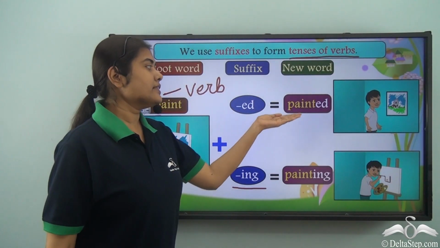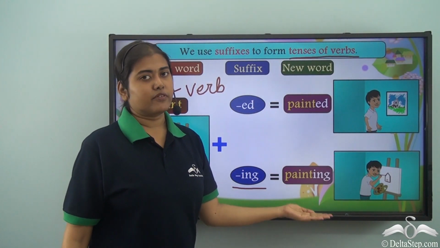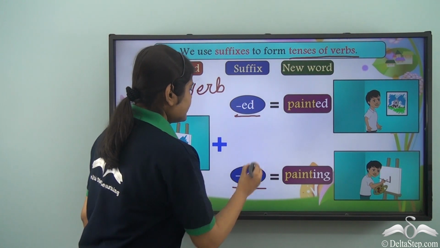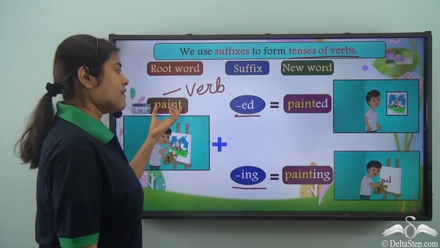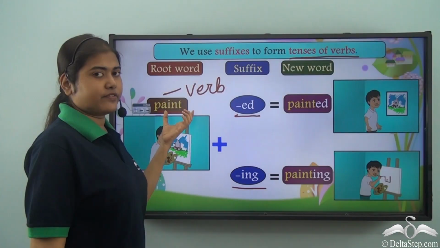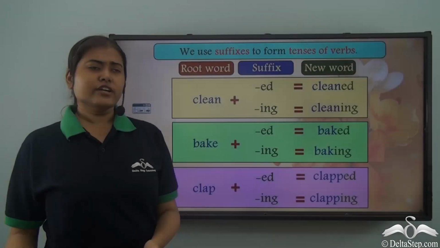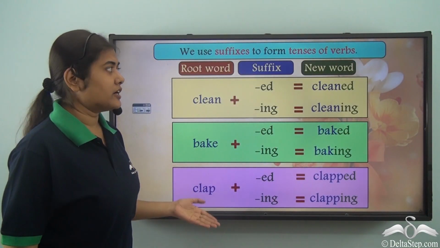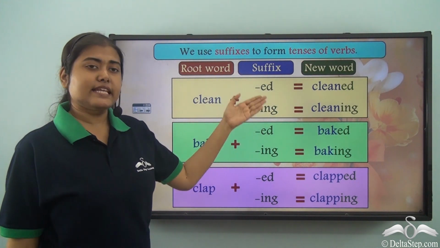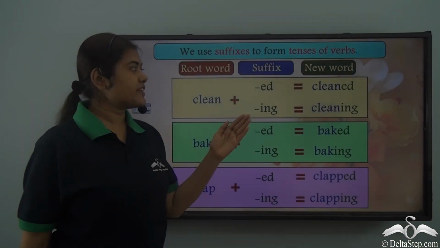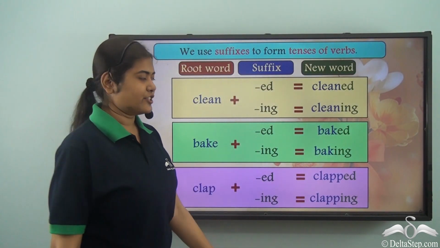So, we create the ed and ing forms of verbs by adding ed and ing to a verb or to the base verb. So, here we have some more examples of verbs and how we form the tenses using the suffixes ed and ing.